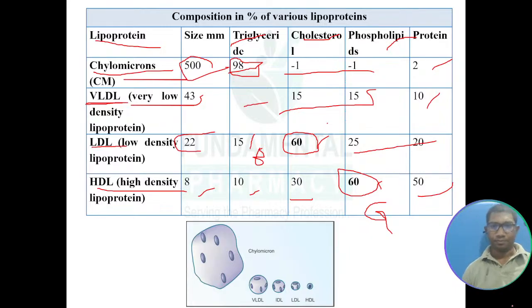Now in the chylomicron mostly the triglycerides, the VLDL, again the cholesterol, the intermediate density lipoprotein, there is again, but in the LDL there is a high level of cholesterol. In the LDL, the level of phospholipid.